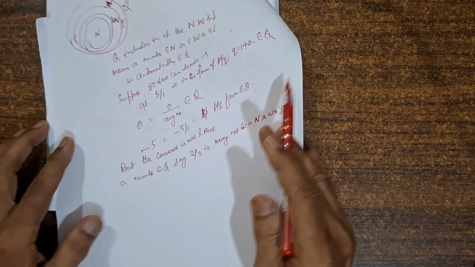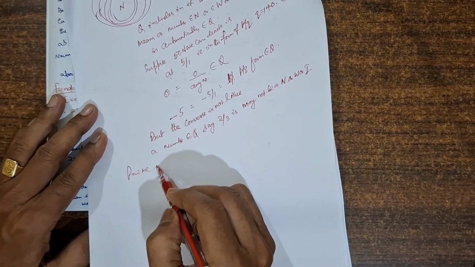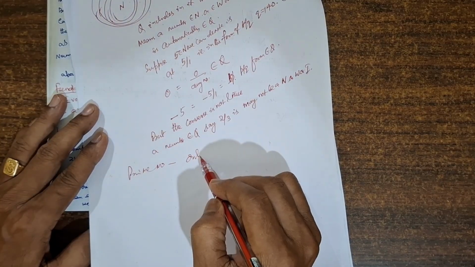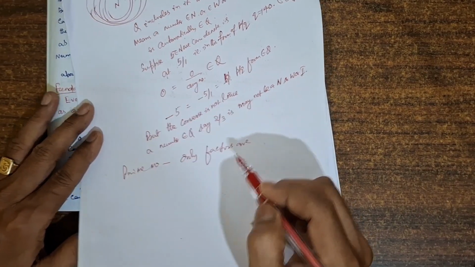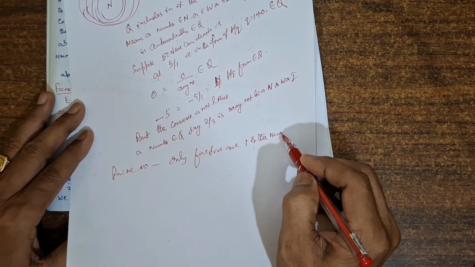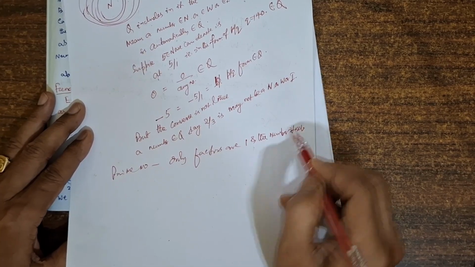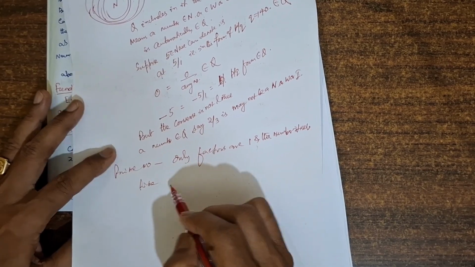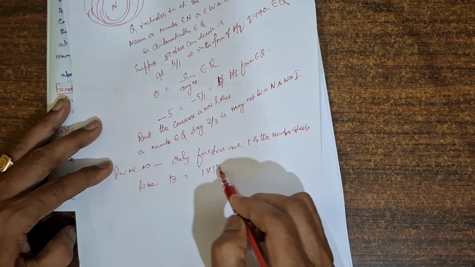Like composite numbers, prime numbers: the only factors are 1 and the number itself, like 13, which is equal to 1 into 13.